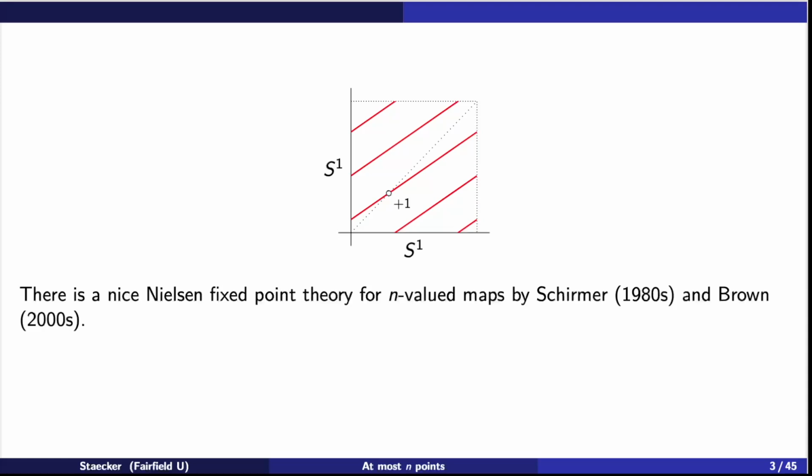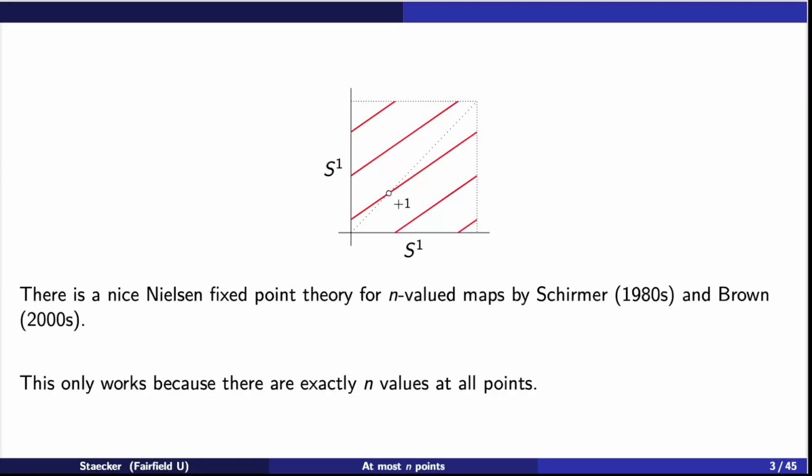And the Nielsen fixed point theory works nicely because, I don't know if you can see this diagonal line here, but the intersections with the diagonal, if you look only locally near this intersection point, it looks like a single-valued fixed point. You can just ignore all of the other ones. So locally you can still define things like the fixed point index, the fixed point classes, all of the other usual things, they still work in this setting. All right? But it only works when there are exactly n values.